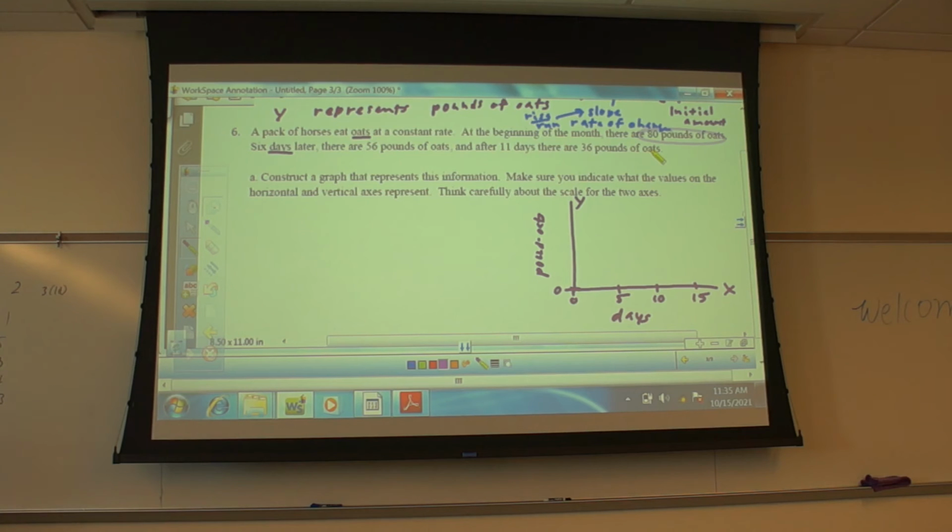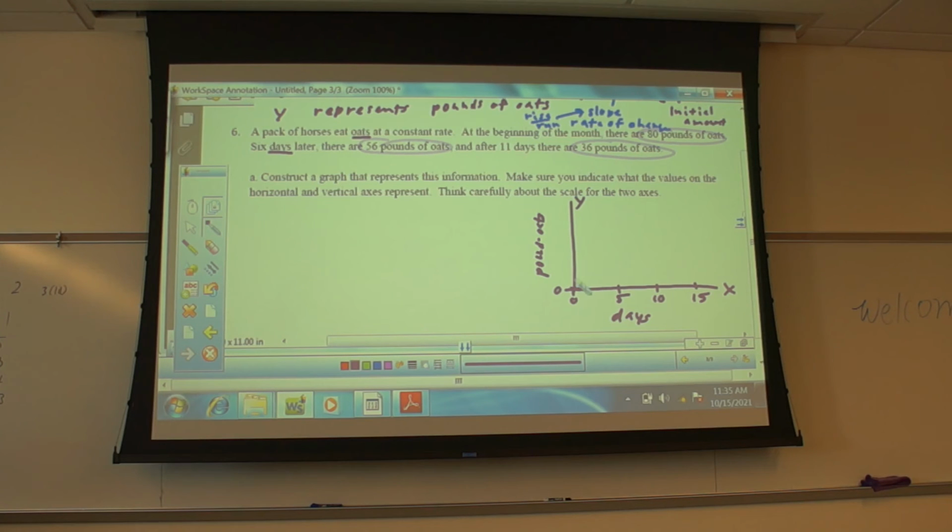All right, David, give me one of them. Oh, 50 pounds of oats. 56? Yeah, 56, sorry. Kelly, what's another one? 36. Eric, what's the last one? 80. Great. So 80 is my biggest one. That means I need to make sure I at least go up to 80.